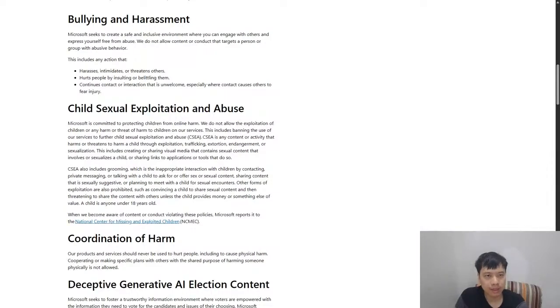And then bullying and harassment. Microsoft seeks to create a safe and inclusive environment where you can engage with others and express yourself free from abuse. We do not allow content or conduct that targets a person or group with abusive behavior. A safe environment where you can engage with others. Do not allow content or conduct that targets a person or group with abusive behavior.